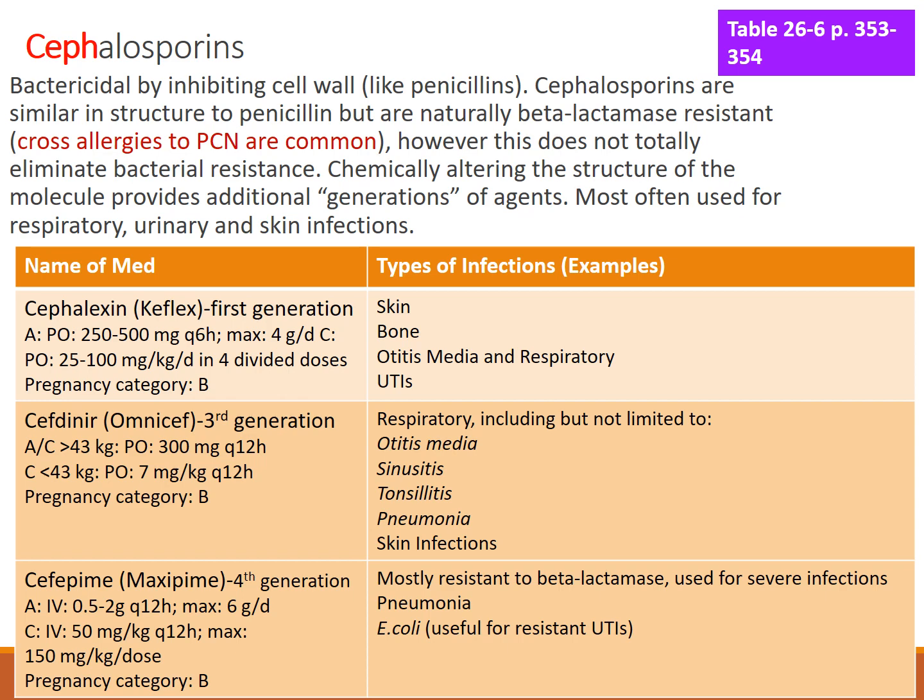And then we have cefepime, which is a fourth generation, and this is a heavy-duty one. It's mostly resistant to beta-lactamase and used for severe infections. I used to use this a lot in the ICU, things like pneumonia, and if you have an E. coli that is resistant, like a really bad UTI, then sometimes they get cefepime.